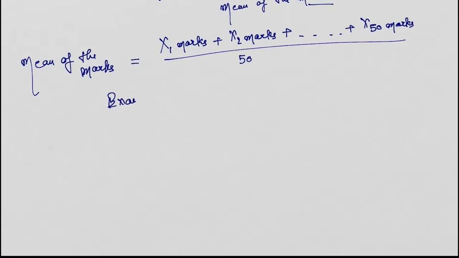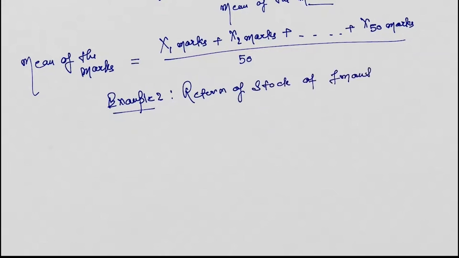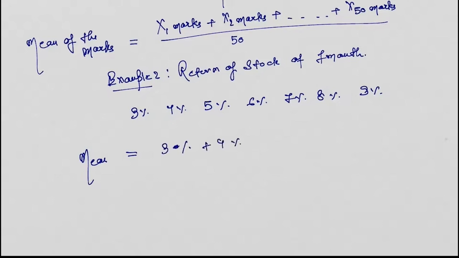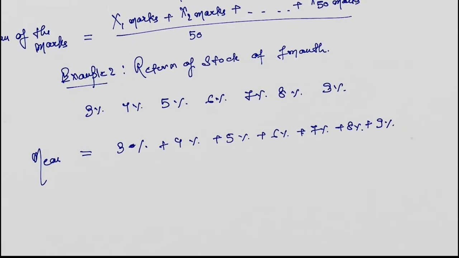Example 2. Return of a stock for 7 months. You have to find out the mean of the return of the stock. The returns are 3%, 4%, 5%, 6%, 7%, 8%, 9%. How will you find the mean return? 3% plus 4% plus 5% plus 6% plus 7% plus 8% plus 9% divided by 7.